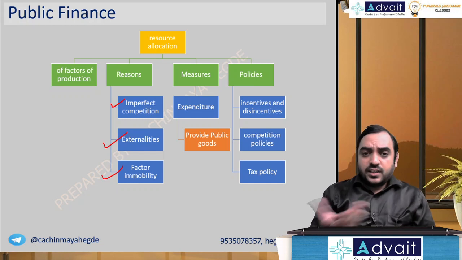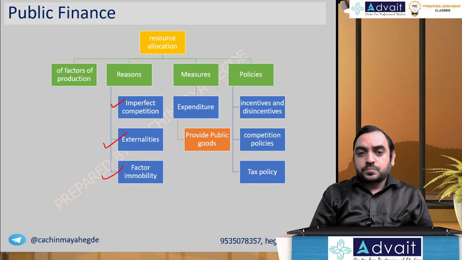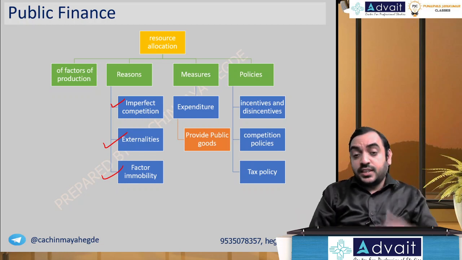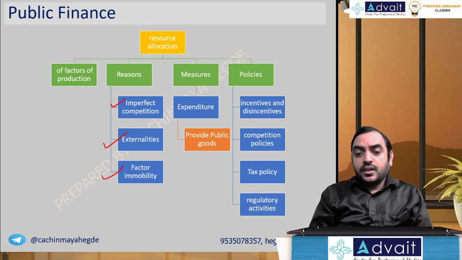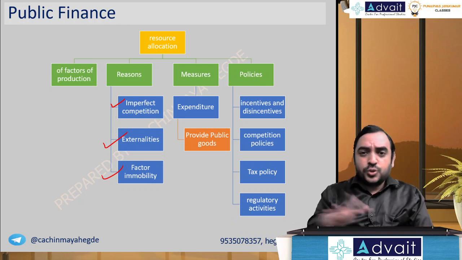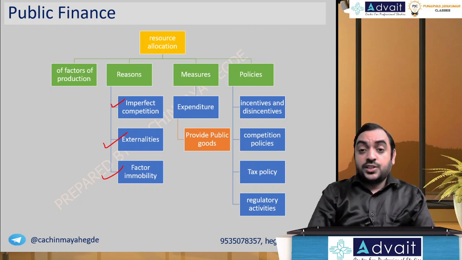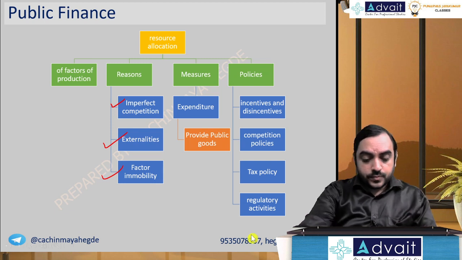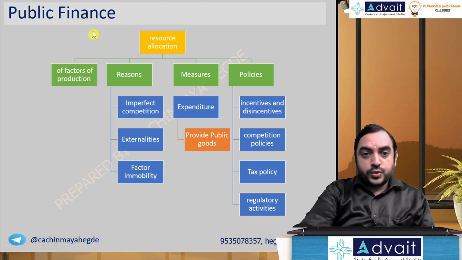Tax policy, again, to make sure that goods are available at a cheaper price. For example, sanitary pads will be at a lower price, or no GST to be added. Essential commodities, we should not charge GST, so they are available at a lower price to the people. Tax policy. Regulatory activities, that is police, administration, to make sure that there is no discrimination, there is equal distribution, and so on. Okay, this is the chart. Please go through it quickly.